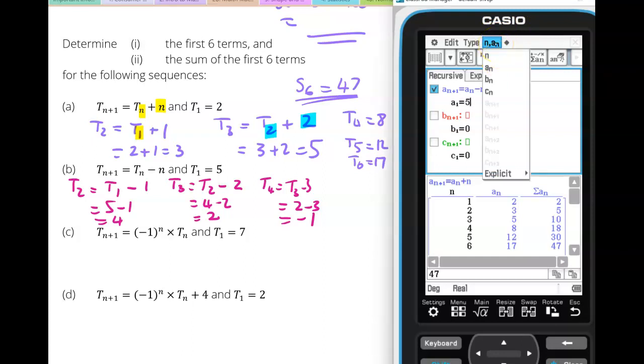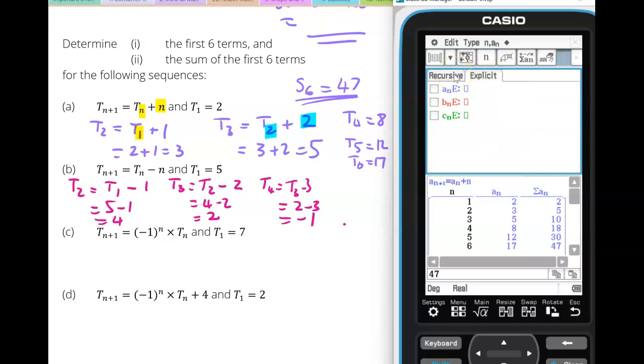By the way, I've just realised I didn't mention this. Sequences can be written recursively or explicitly. You'll notice this word explicit down here, which is also up on the screen over here. Now you'll look at that next year. So this year the focus for now is on just recursive sequences. And so make sure you're in recursive, not explicit. You'll know because it won't let you do Tn plus 1, Tn. So just keep that in mind.